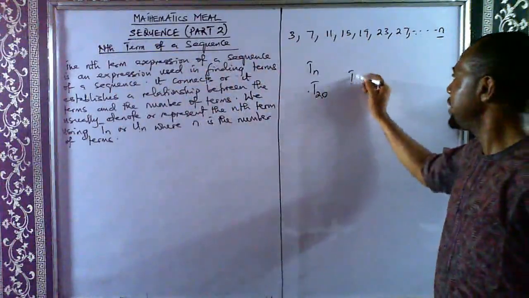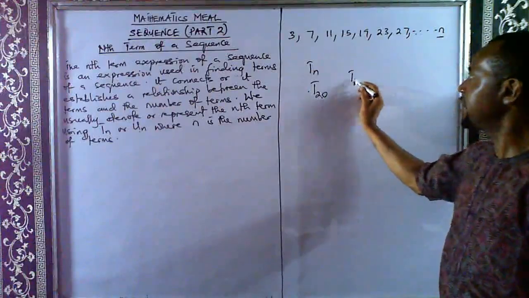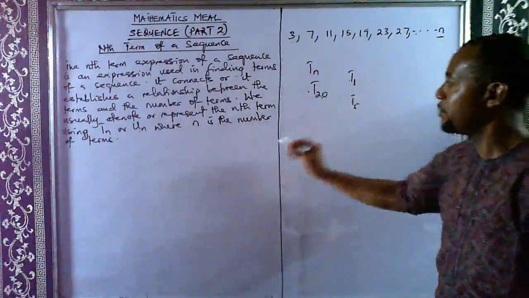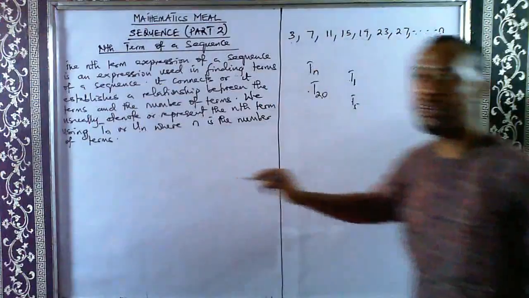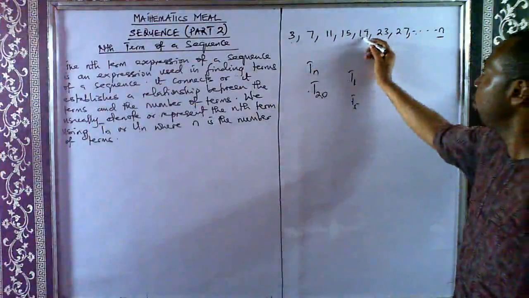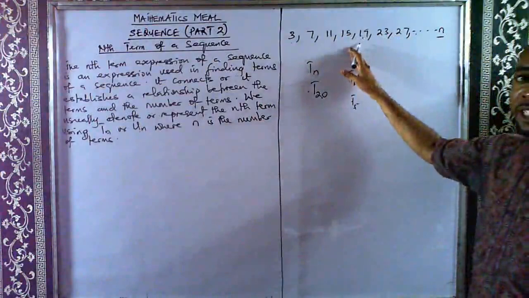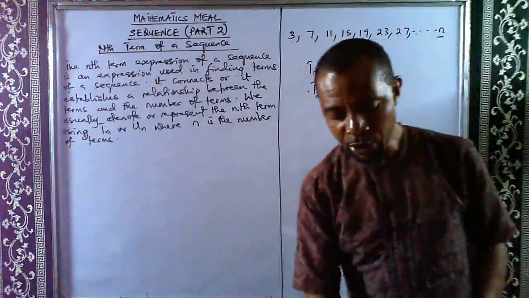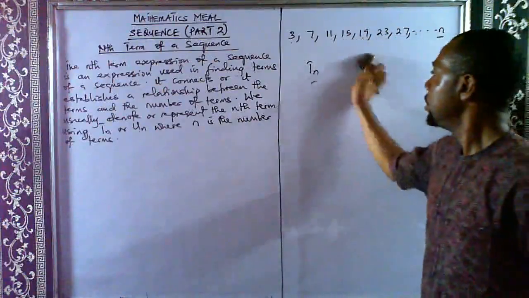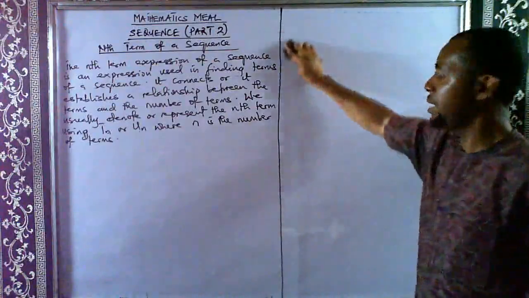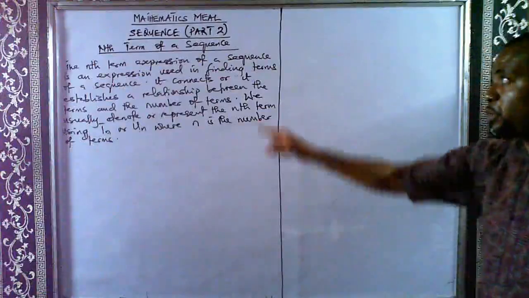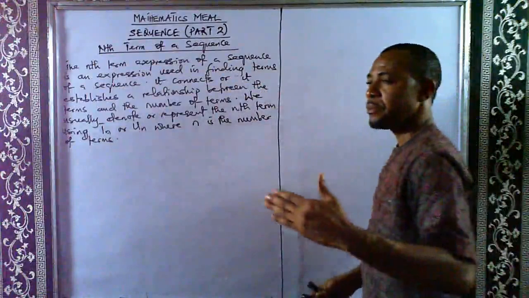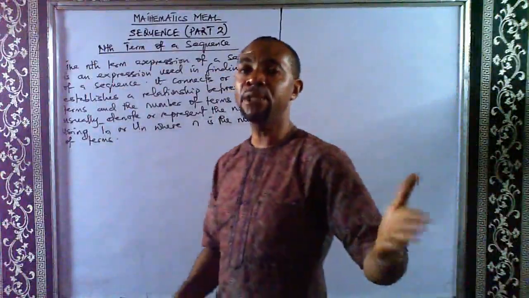So if I now say T1, that's the first term, and the first term here is 3. If I say T5, the 5th term, because we have said that n represents the number of terms, the 5th term now I will be going to 19 for this particular sequence. So that mathematical expression that we are going to use to determine any term at any point in time is what we call the n-th term. That's what we are trying to display. Now, we are still going to look at types of sequence.